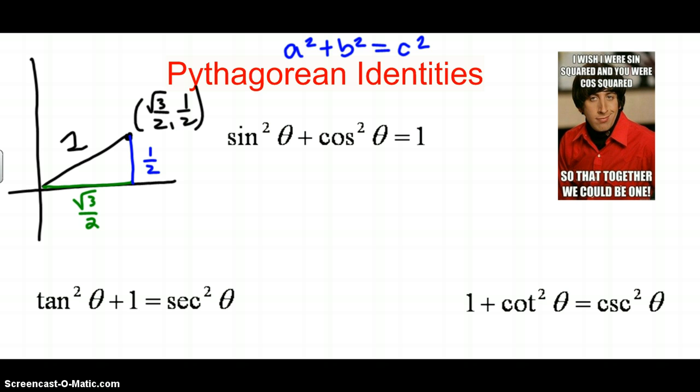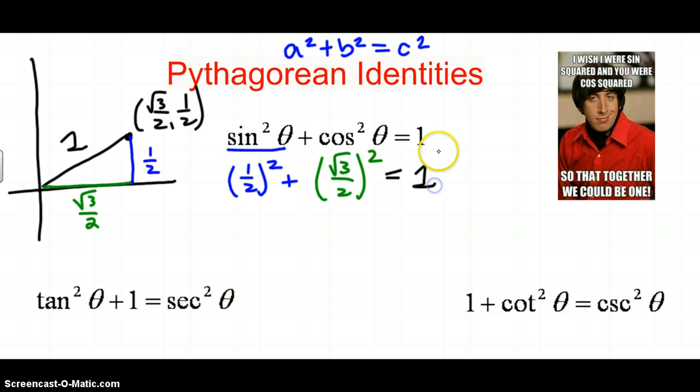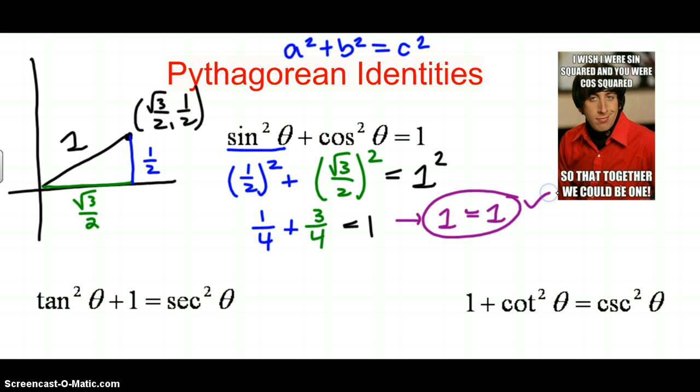So if I go through and I take my sine value and I square it, so that's the one in blue, and add that to my cosine value, the x value, squared, it should equal 1 squared because of that right triangle. So in simplifying, 1/2 squared is going to be 1/4. Square root of 3 over 2 squared, you square the 3, you get 3, square the 2, you get 4, equal to 1. I hope we all agree that 1/4 plus 3/4 is equal to 1. So our identity is true. Sine squared plus cosine squared equals 1 will occur at any point along your circle. It does not have to be a special unit circle angle. It can be any angle, and that will be true.